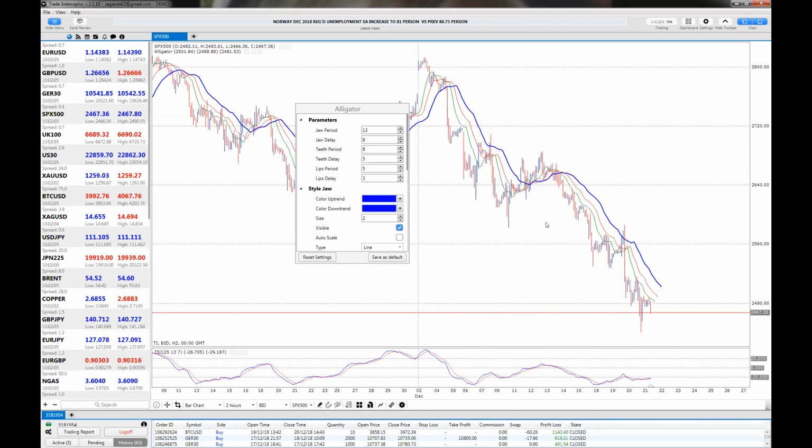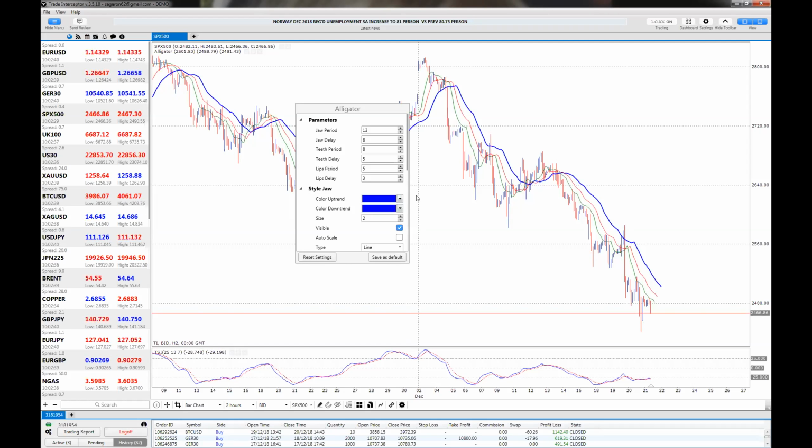This alligator is called because it looks like a mouth which goes open and which is closing depending on how the market behaves. If we have wild swings, wild directional swings, then the mouth is wide open. If you have a sideways market, then the mouth of this alligator is more or less closed. We will go to details then a little bit later.